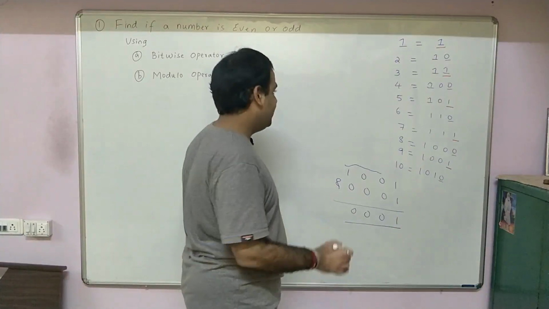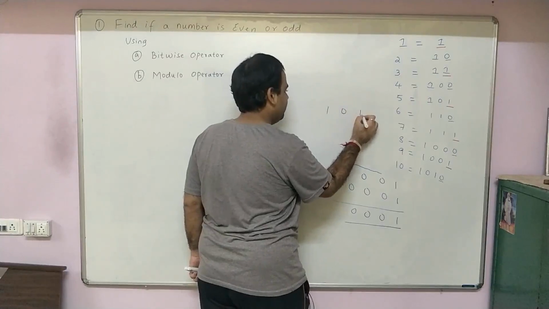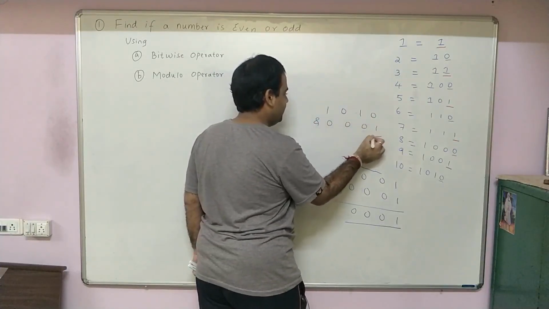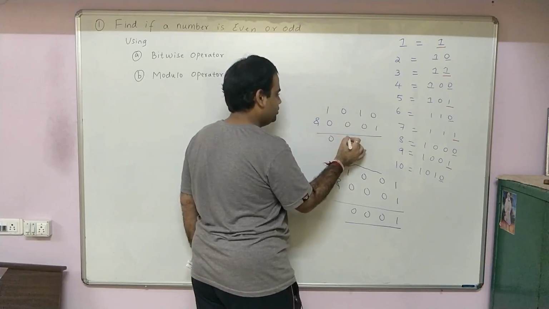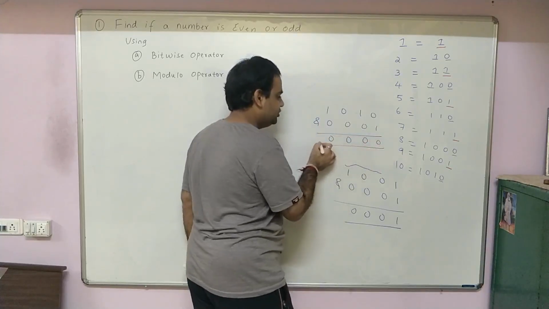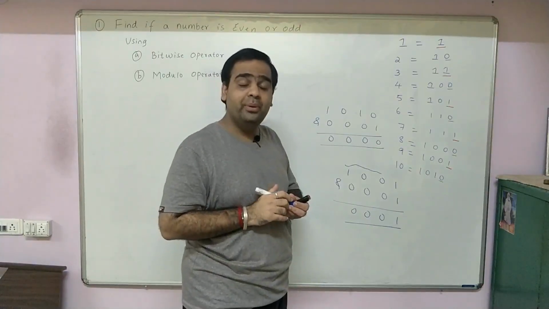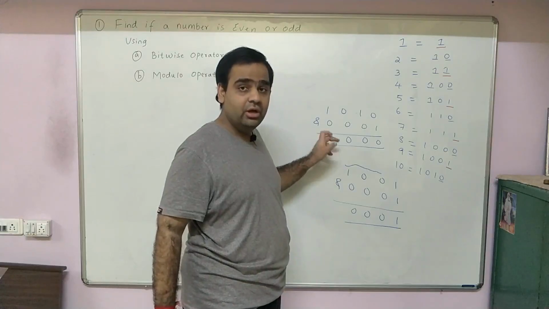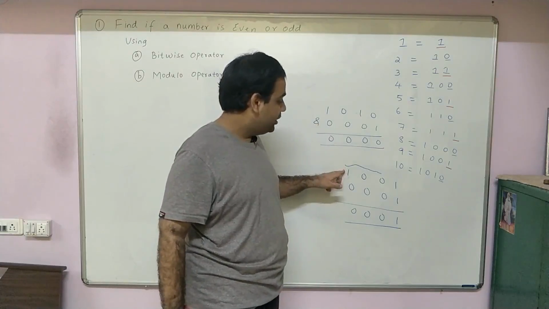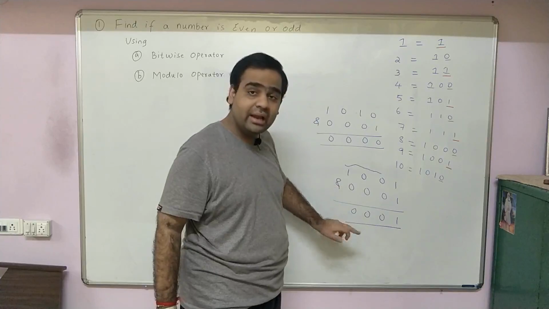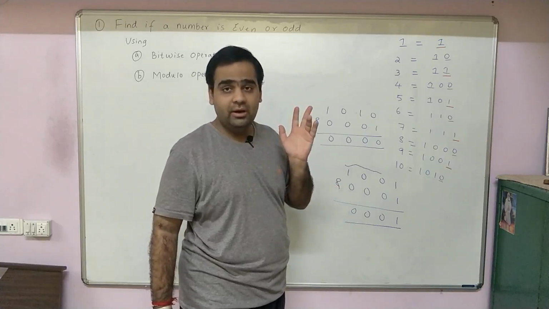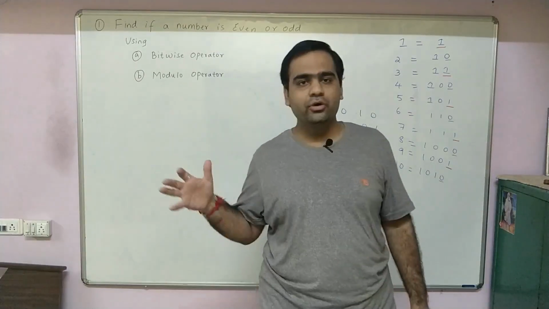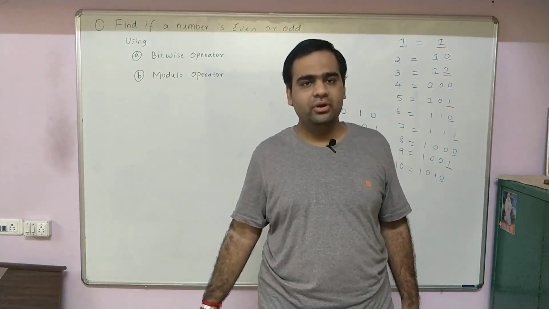Now let's take an even number. Let's take 10 as the even number, 1010. I have to bitwise AND with 0001. Now 1 and 0 is 0, 0 and 0 is 0, 1 and 0 is 0, 0 and 1 is 0. It means whenever you bitwise AND a number with 1 and get the answer as 0, it is an even number, and whenever you bitwise AND a number with 1 and you get 1, it is an odd number. Is that okay? Now, I want you to pause the video and try to write the program yourself.